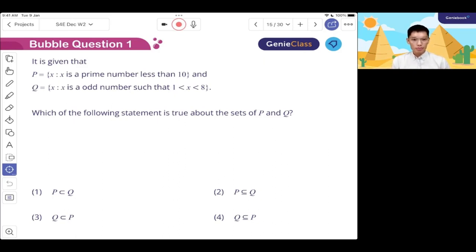I see good responses over here. Very good, very good. So I will encourage you all to list down the elements before you answer this, because if you don't list them down, it's going to be a little bit hard.